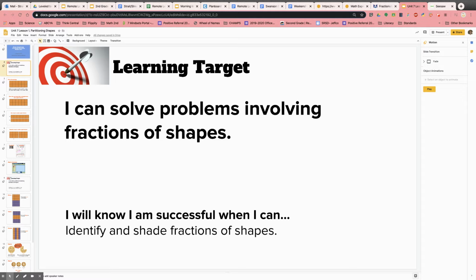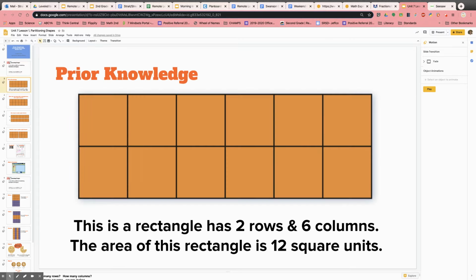Our learning target is I can solve problems involving fractions of shapes. Your success criteria is I will know I am successful when I can identify and shade fractions of shapes. To understand fractions, we're going to think about what we already know.